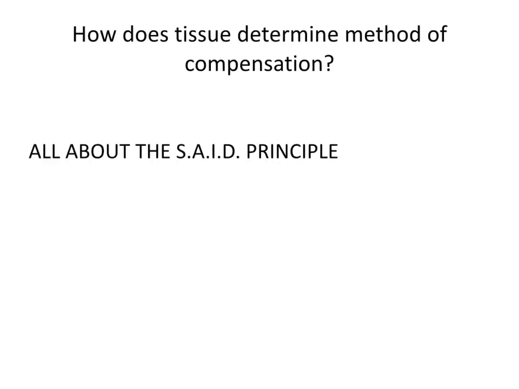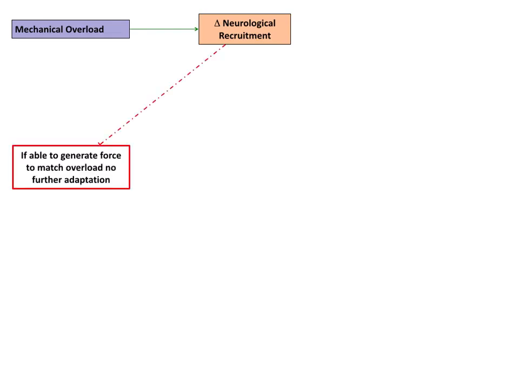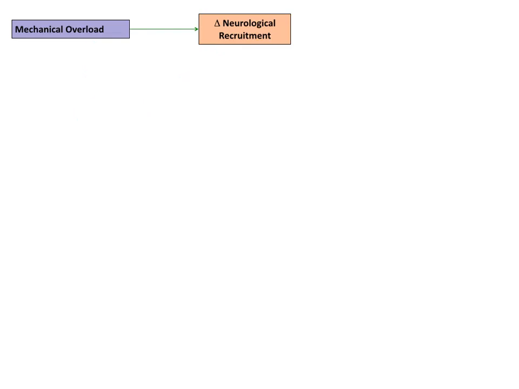So, how do we get this compensation? Again, it's all about the SAID principle. And let's look at it from the mechanical overload issue, not from the energetic issue. So the first thing I have to do when I have mechanical overload is I have to try to recruit more fibers. Because unless the fibers get bigger, the only way for me to get more force out of the muscle is to get a larger total muscle contracting. As I recruit more, hopefully, I'm able to match what? The load. If I'm able to match the load, I get no further neurological recruitment.